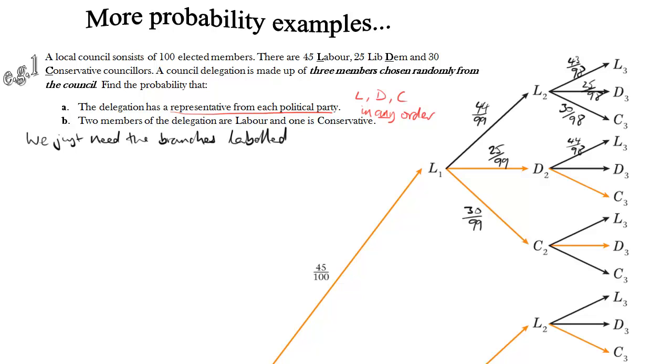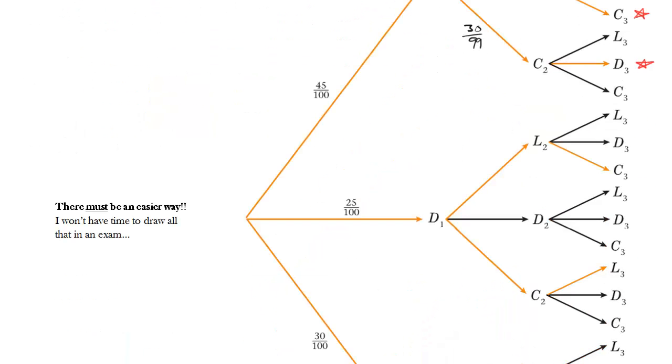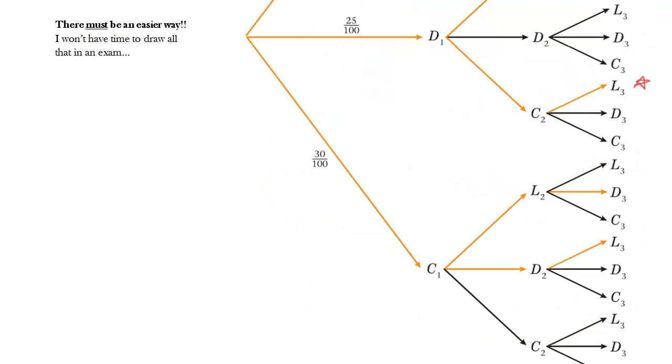I want the bits that include three branches, where one is Labour, one is Lib Dem, and one is Conservative. So that one there with a star. That would be Labour, Lib Dem, then Conservative. Or also Labour, then Conservative, then Lib Dem. Or what about this one? Lib Dem, then Labour, then Conservative. Or this one here, Lib Dem, then Conservative, then Labour. And you get the idea. Okay, so actually we can see, once we layer them all up, there are only six possibilities that we want to include. So we just need to work out the probabilities associated with those branches.